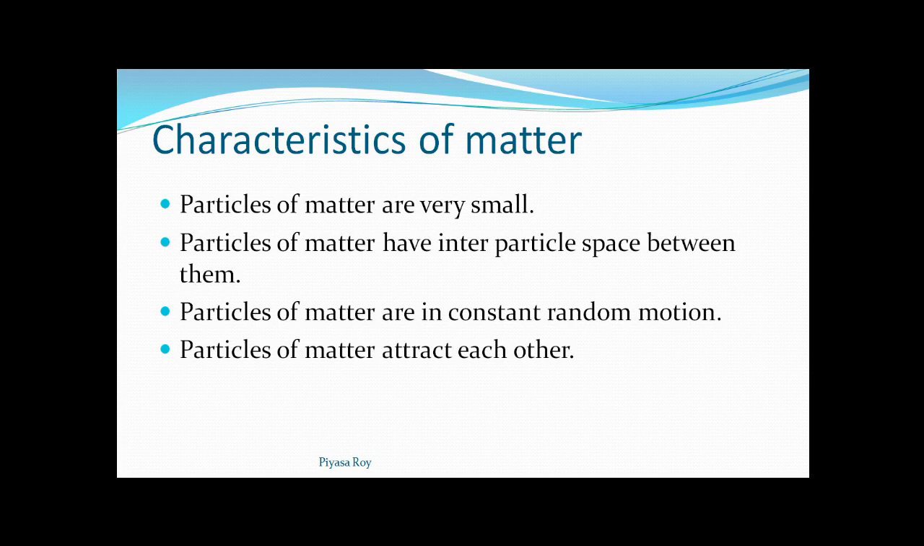So what are the characteristics of matter? Matter consists of very small particles. Particles of matter have interparticular space between them. In between the particles of matter there is some space, which is also called intermolecular space. Particles of matter are in constant random motion. Always there will be some motion between the particles of matter, and particles of matter attract each other. So these are the characteristics of matter.